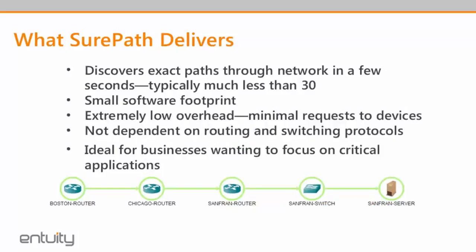So what does SurePath deliver? It basically allows you to select a point A and a point B within your network infrastructure and to trace that path through the network. It usually takes less than 30 seconds. Typically, though, it takes a few seconds to trace a path through the network. There's a small software footprint that's utilized. A lot of what SurePath does leverages what the Entuity software has already discovered and is monitoring through the network. Our SurePath algorithm is not dependent on routing or switching protocols. And again, it's designed for businesses wanting to focus on critical applications.